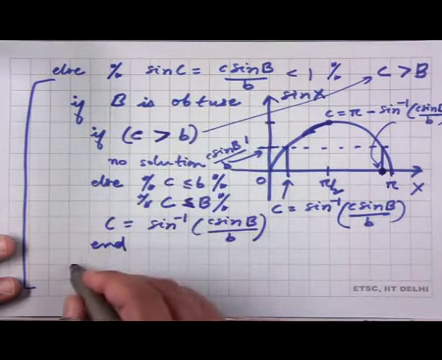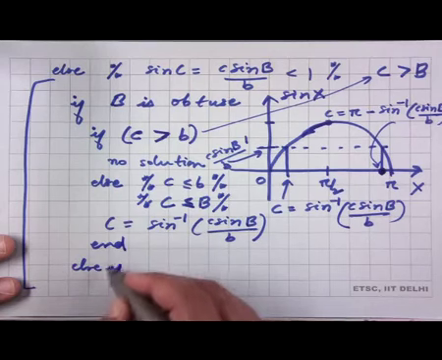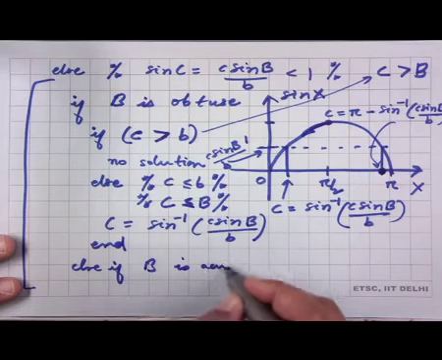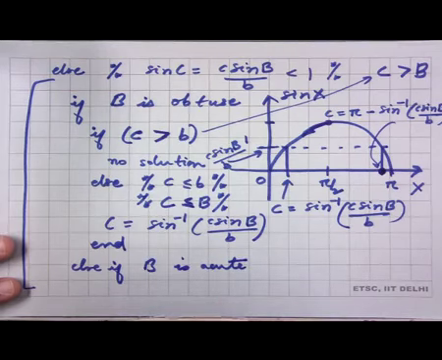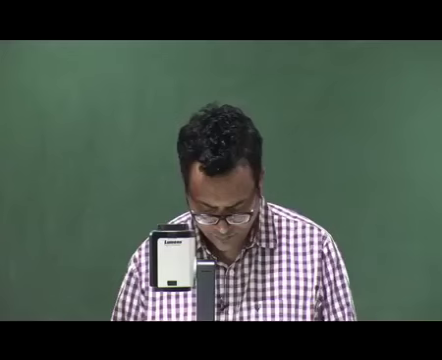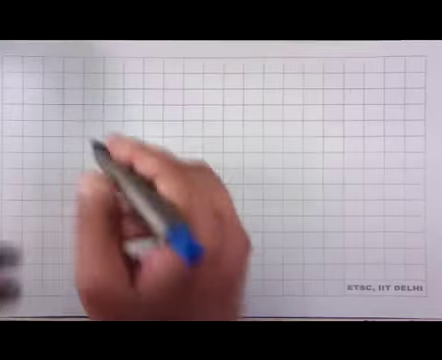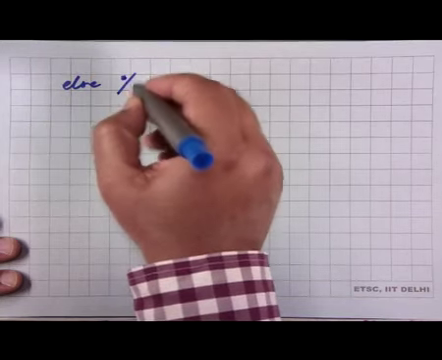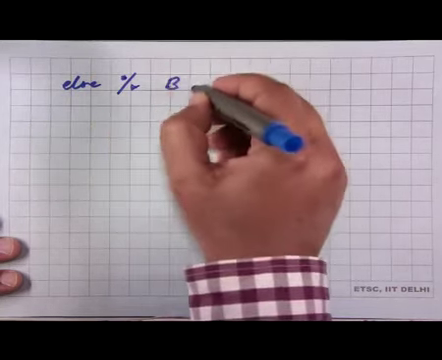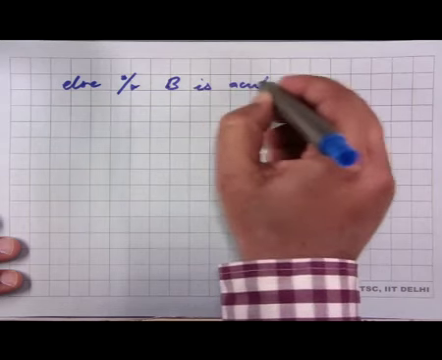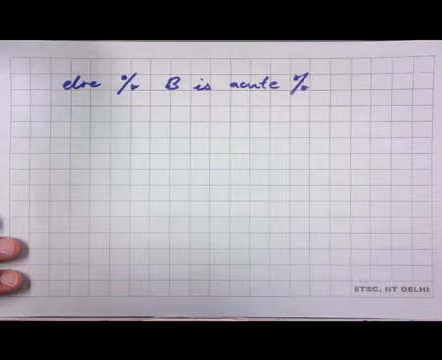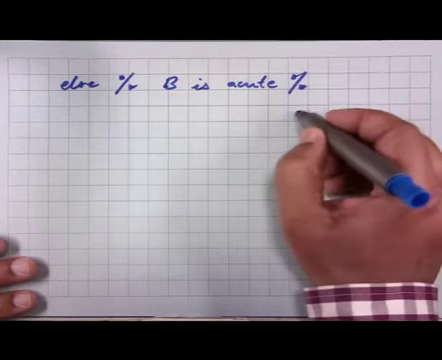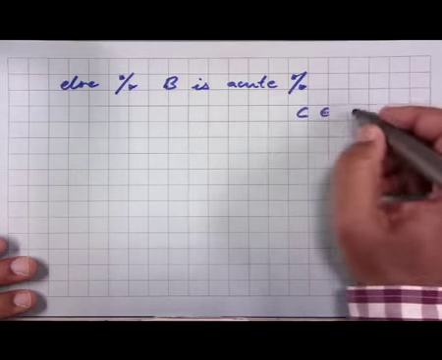The other case is else if B is acute, which we will take in the next slide. So, let us take the else case on this slide. The else case is when we are given a B angle which is acute. Now, because B is acute, there are two possible values of C.